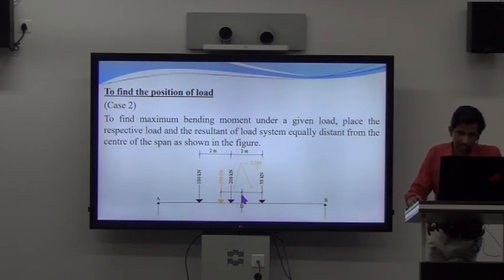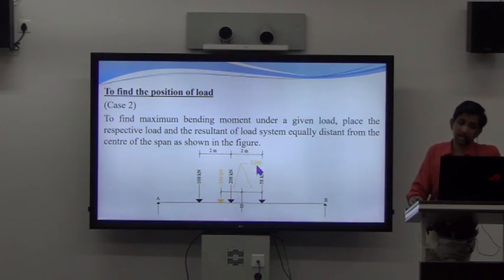And in this case, when you keep these things, you will obtain that the total distance between 350 kilonewton and 50 kilonewton is coming around 2.286. Therefore, the equal distance at which these two loads must be kept is half of this value, that is 2.286 divided by 2, and you have to keep the load as shown in this figure. So once this is done, again the procedure is similar to what we have done in case 1.